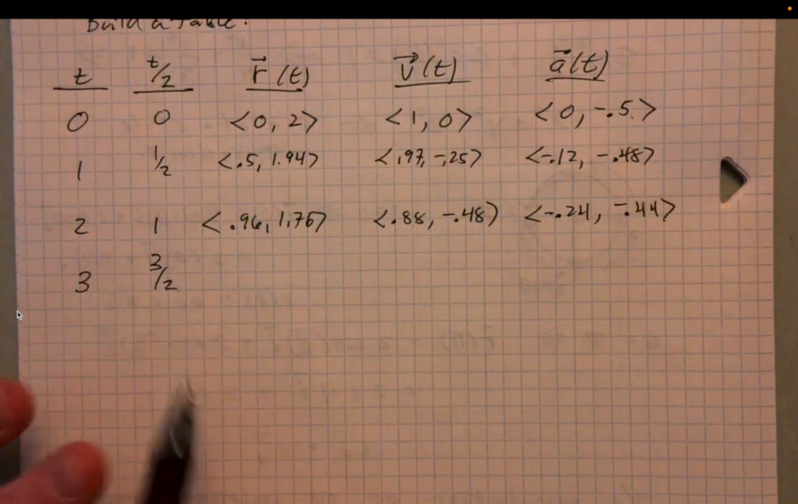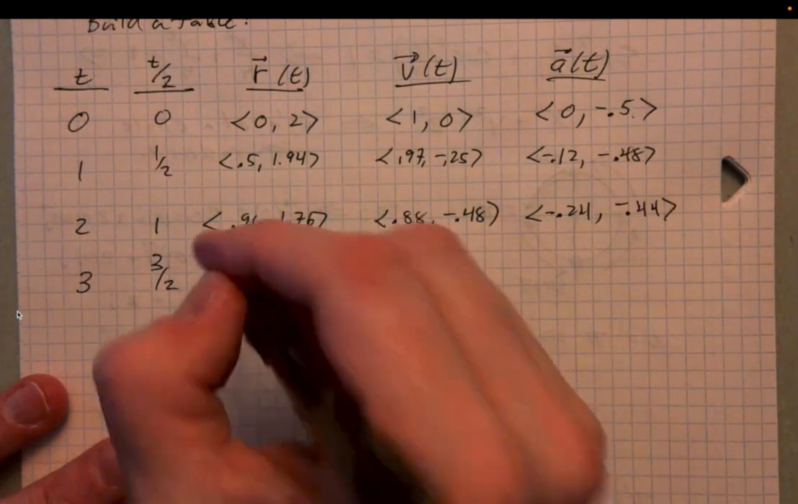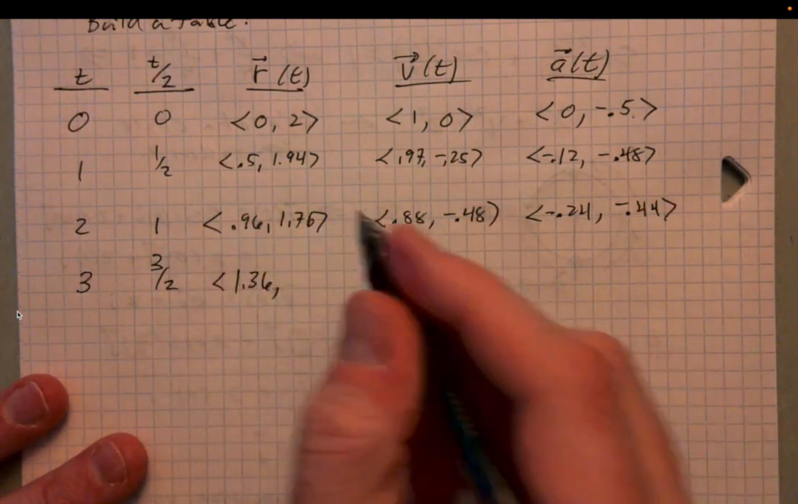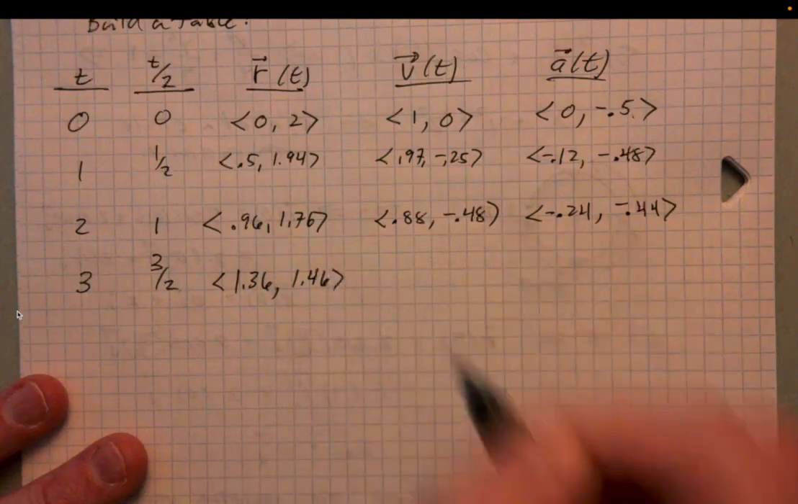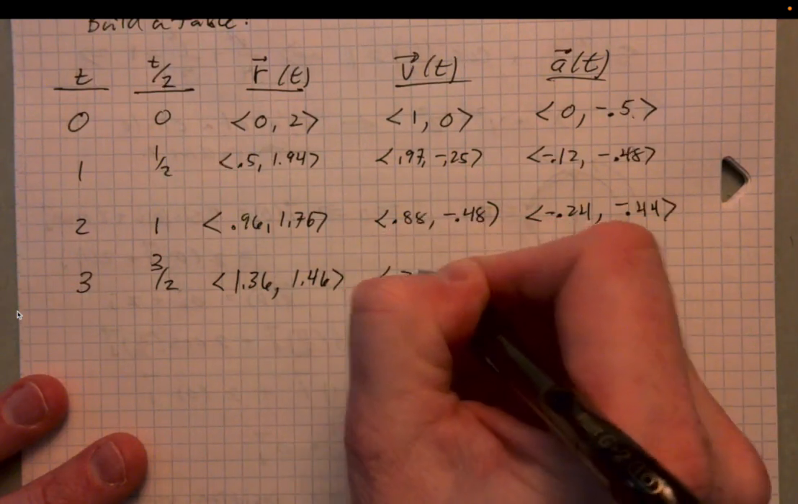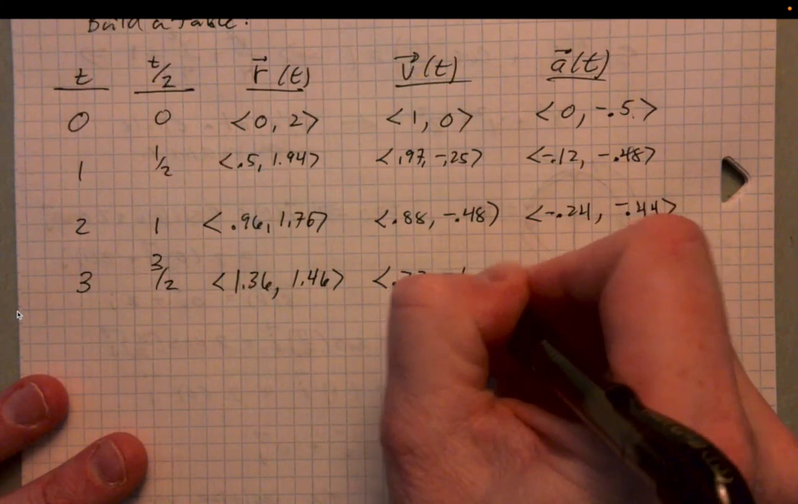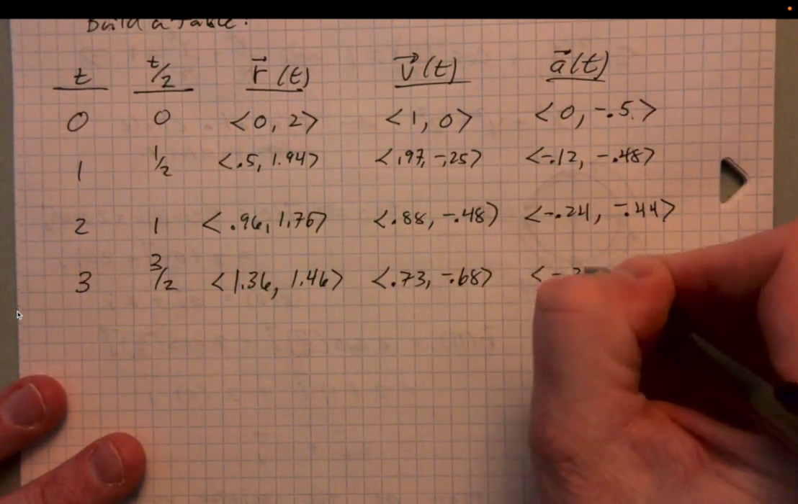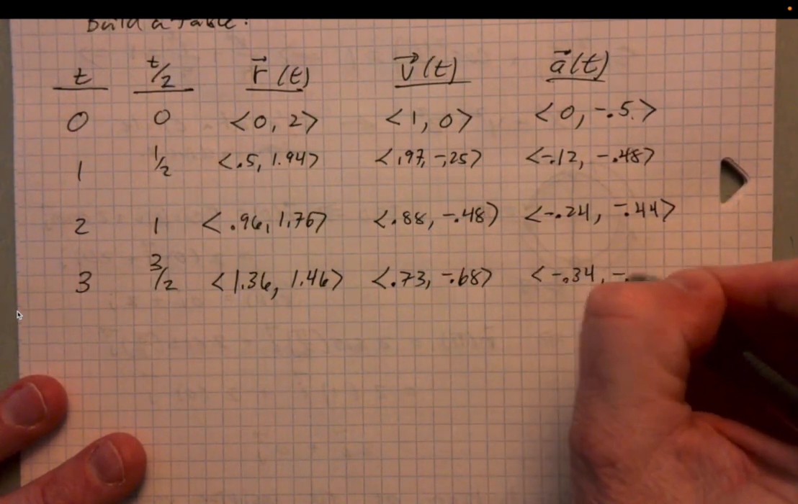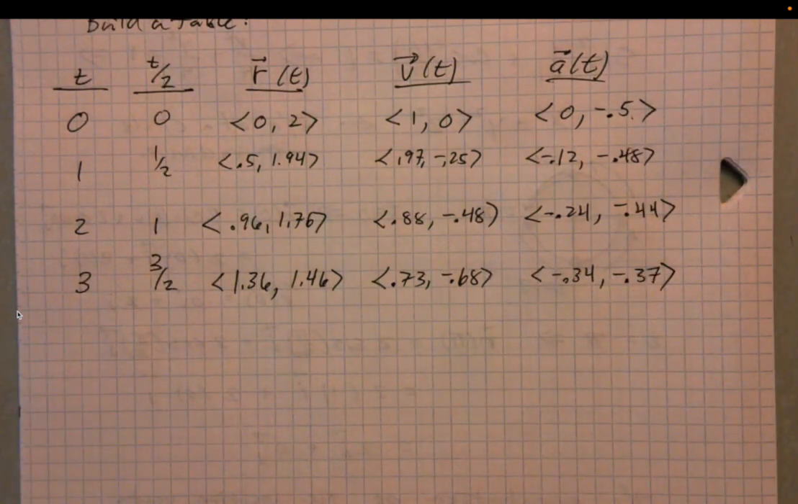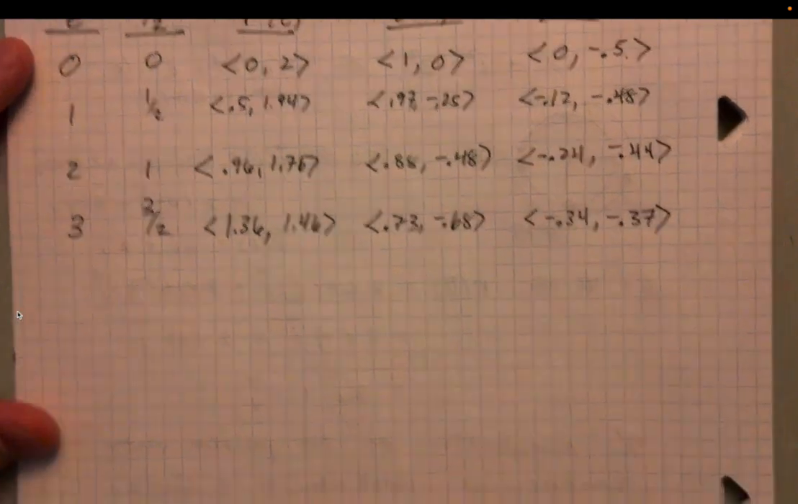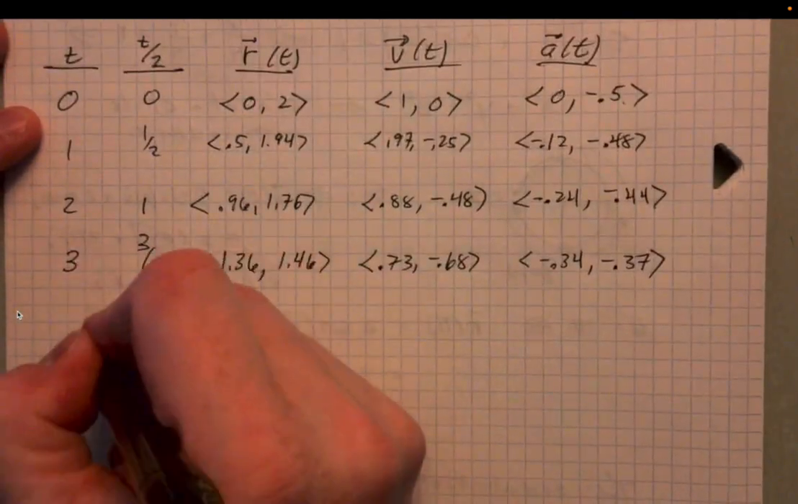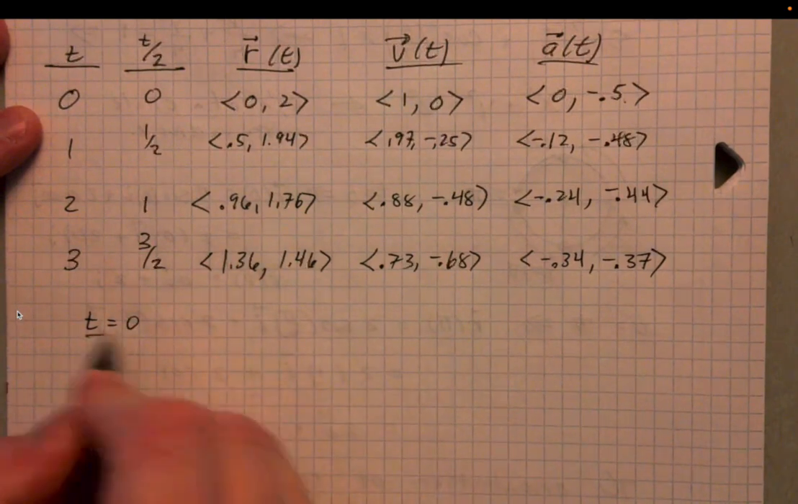Okay, and then at time equals 3, the position is changed again to 1.36, comma 1.46, and then 0.73, comma negative 0.68, and then finally the last one is negative 0.34, comma negative 0.37. So obviously a lot of movement here, as we would expect. But can we make some sense of this? Well, I'm going to draw what each of these looks like. So what does t equals 0 look like?